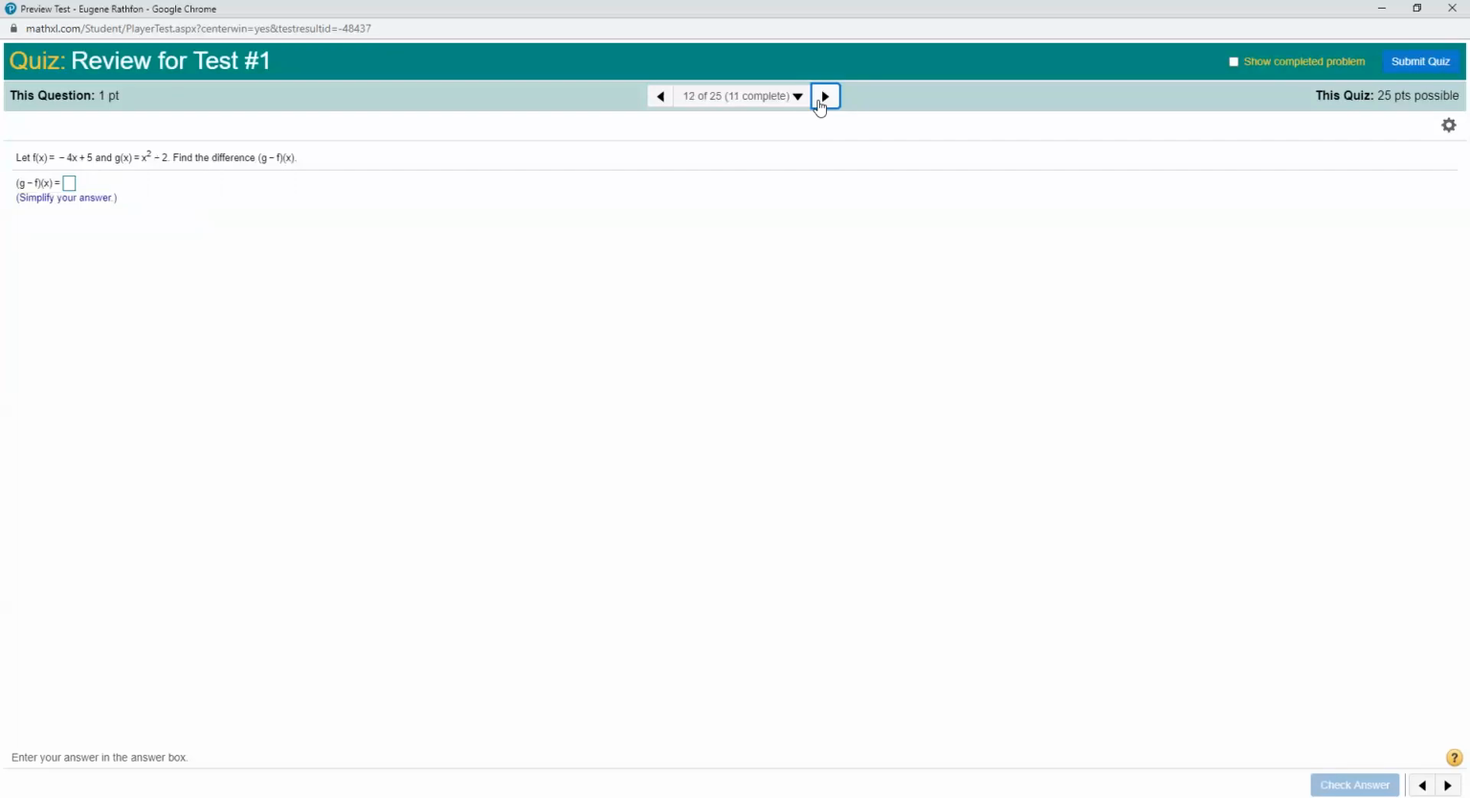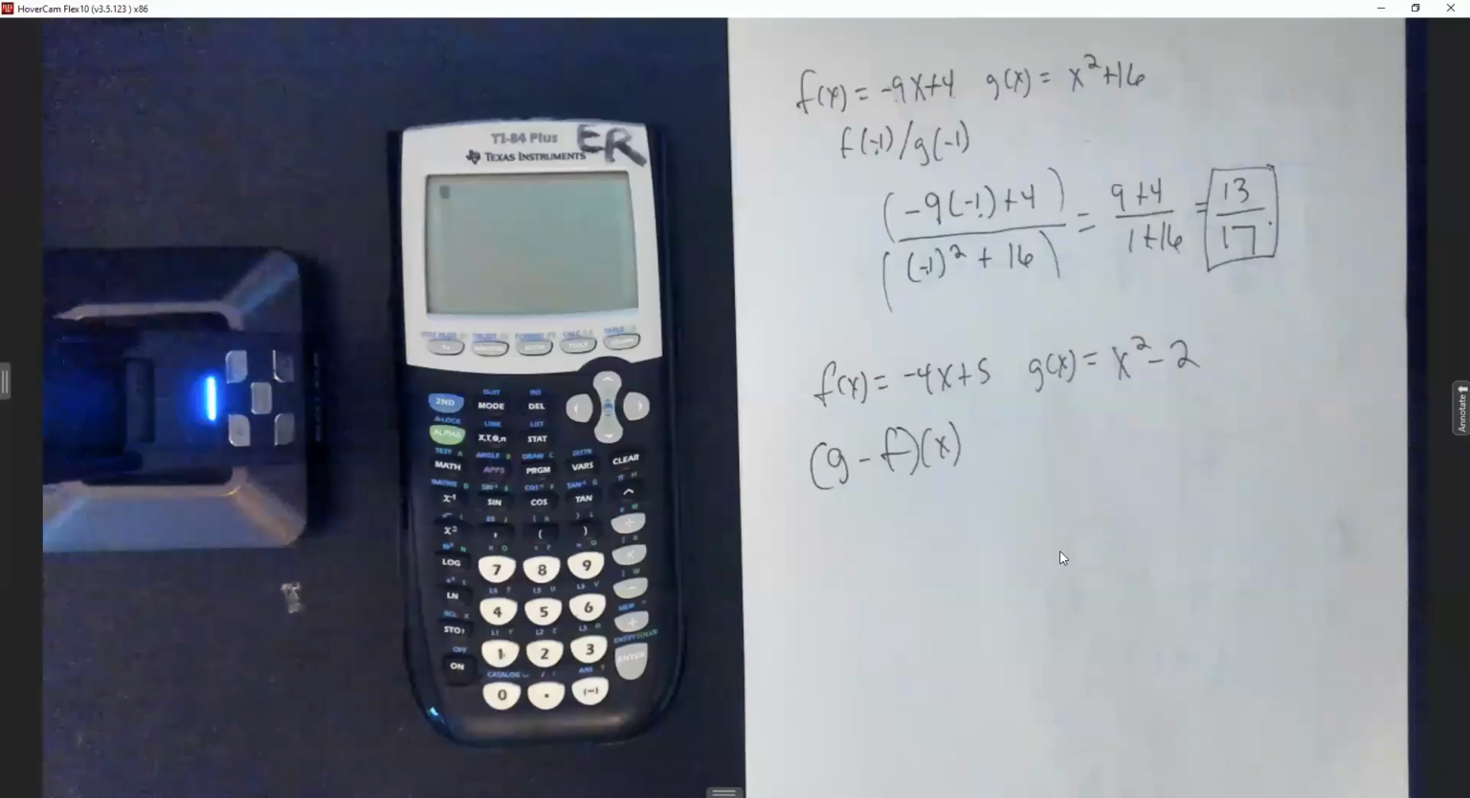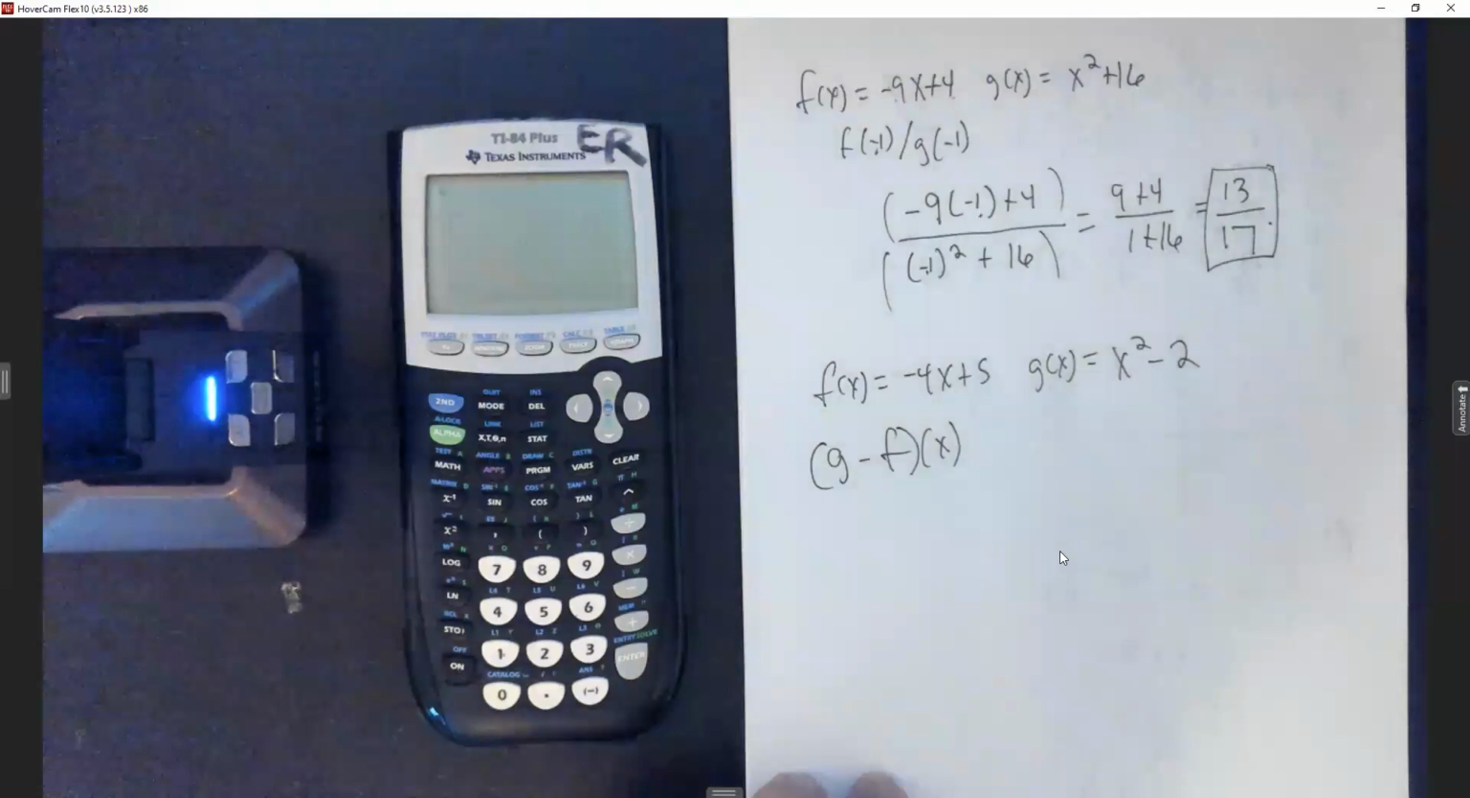All right, so let's see. F of x is going to be negative 4x plus 5. G of x is x squared minus 2. They want me to find g minus f of x. So you got to watch them when they do that g minus f's because they're switching the order around on us. See, they gave me the f first, but then they want this to be the g first.